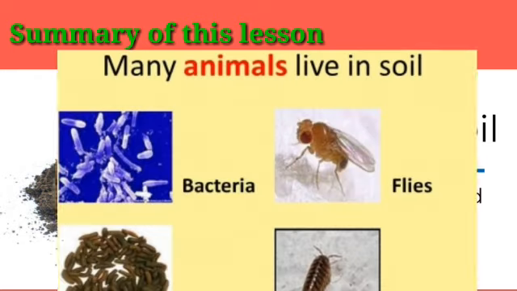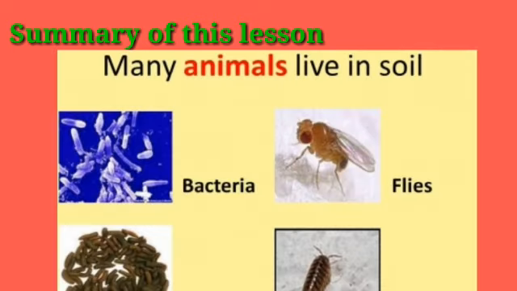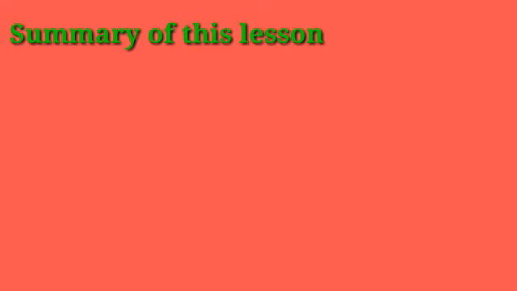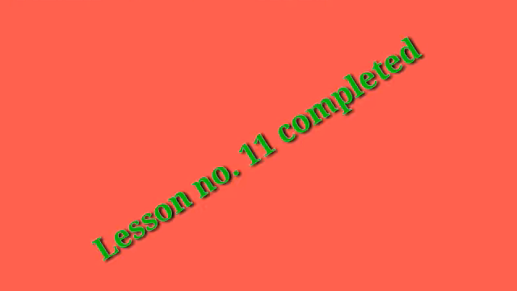Next, we discussed that soil is a home of living things. Living things like earthworms, ants, millipedes and centipedes can live in the soil. And earthworms are called friends of the farmer because they turn the soil by letting air into it, and their excreta also make the soil very fertile. So here we completed our lesson number 11.